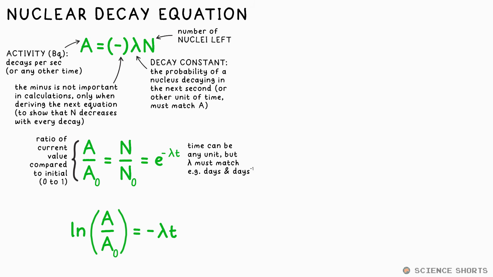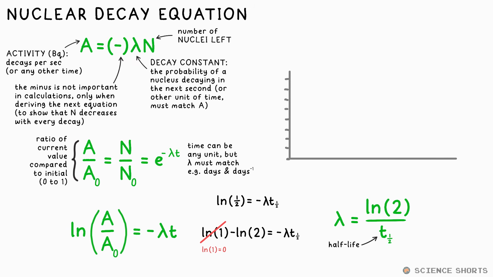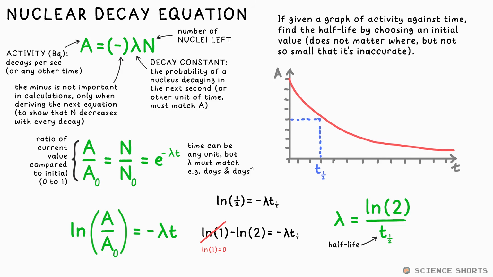If you need to rearrange for lambda or t, we do the natural log on the other side. You might say ln if you're weird. So natural log of A over A0 equals minus lambda t. The minus is important here. If activity is halved, the time t is the half-life by definition. So that's where t half equals natural log 2 over lambda comes from. So if you're given a graph of activity, you will invariably have to find the half-life from it and then calculate lambda as natural log 2 over this half-life. Then reuse lambda in the full equation.